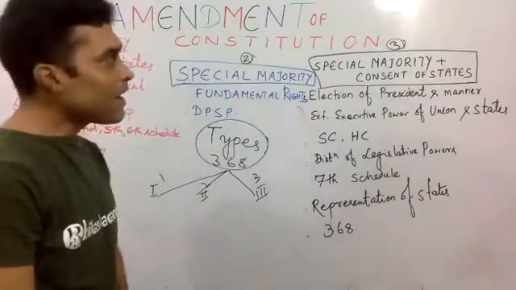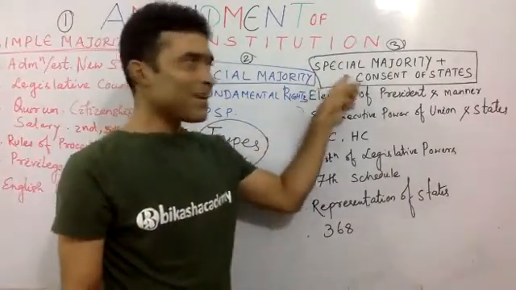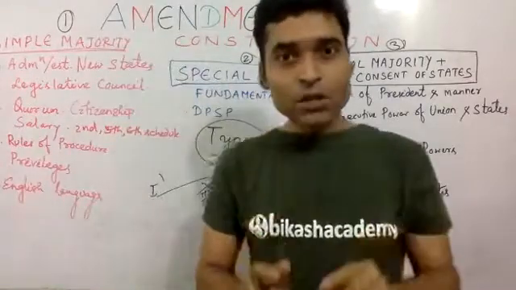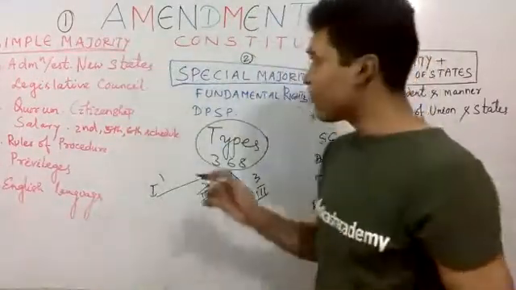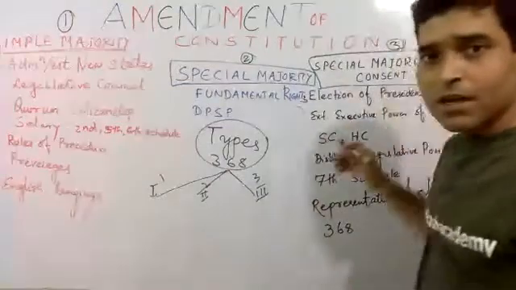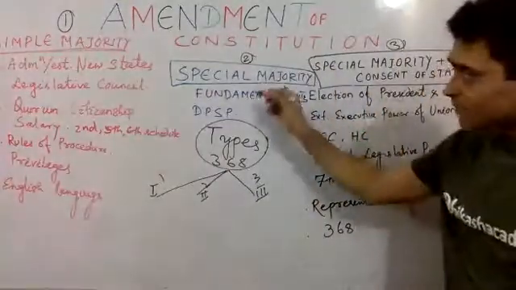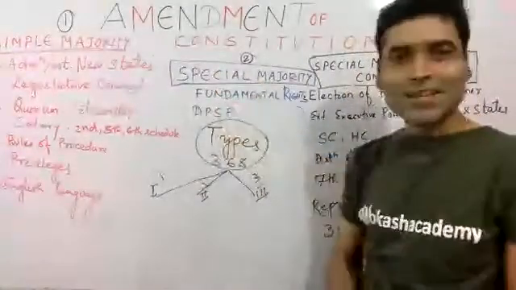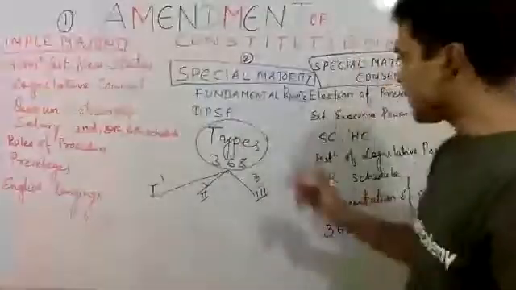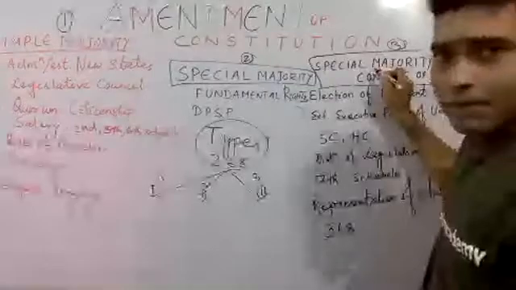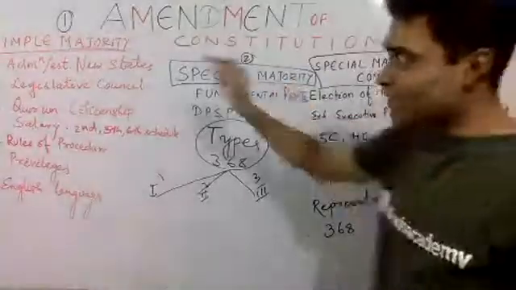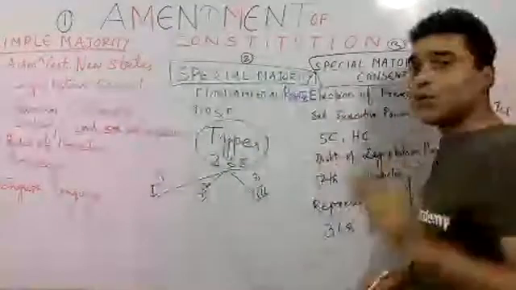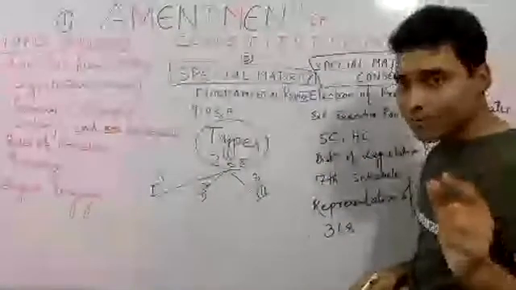First, I will start from this, then I will go to this, and the last one, simple majority. Because you can understand very well if you go from special majority and consent of states, then special majority, then simple majority. Why? After learning this, you will know. Okay, let's start. Actually, this is the first procedure, but I am explaining from this side so you can get a better idea.